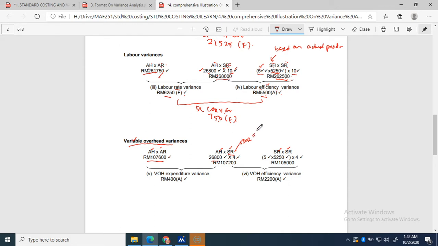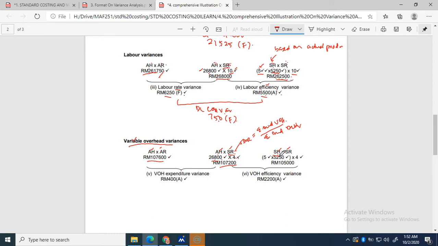So OAR is the total budgeted variable overhead divided by the total budgeted basis. So what is the basis? Since this is hours, our basis is direct labor hours. If 4 ringgit is not given, you have to find out the OAR, the standard rate, by using the formula. So actual hours times standard rate, 26,800 times 4, you get 107,200.